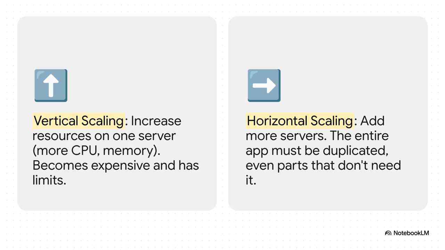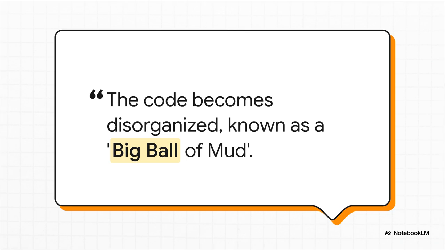It is so inefficient. And all of this eventually leads to a state that developers have a very descriptive name for, the big ball of mud. It's a fantastic term, isn't it? It perfectly captures what happens when a codebase gets so tangled up, so interdependent that nobody, and I mean nobody, really understands how it all works anymore.